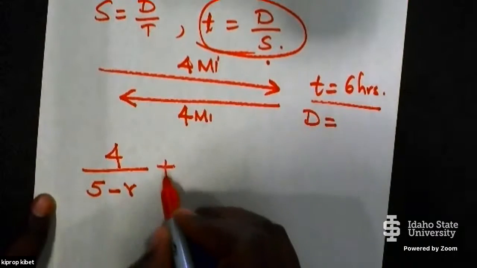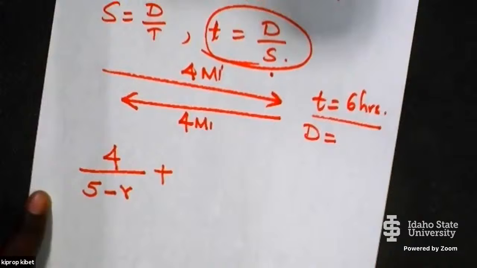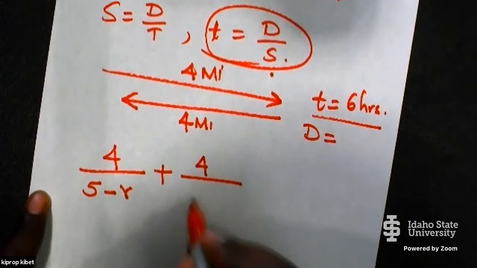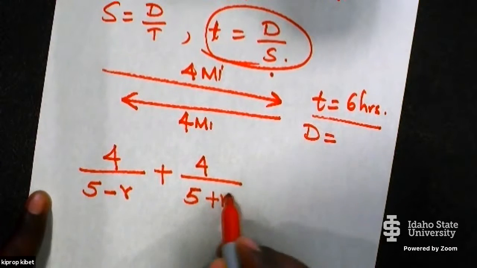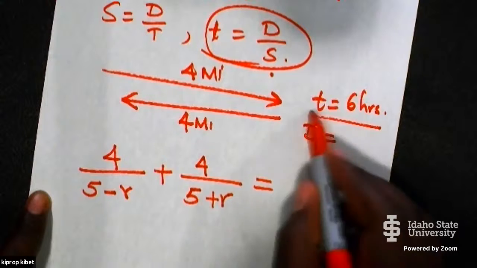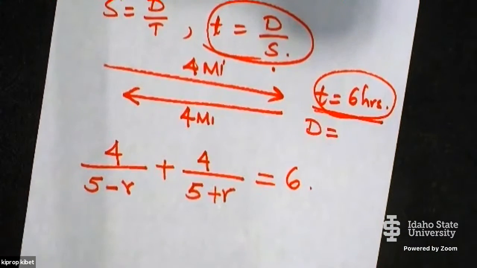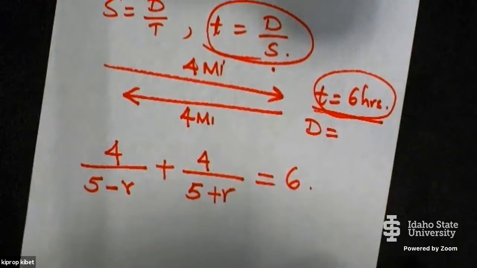Then plus, so this is the time going. And the time coming back is 4 miles all over, if it's coming with a current, then plus R. The total time there is 6 hours. Now we want to solve the value of R. So how will you solve the value of R?